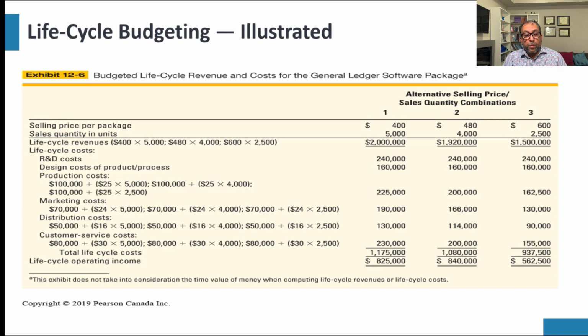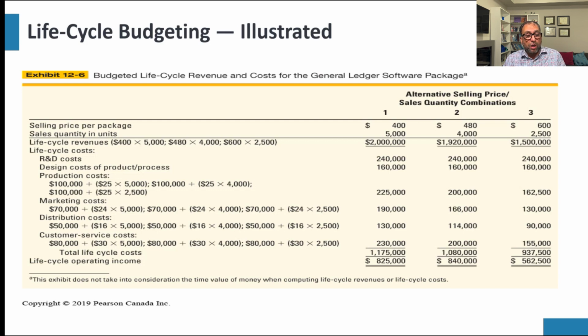So here is an example of a life cycle budgeting. Selling price per package and sales quantity in units: we are assuming these are alternative price scenarios. There are three alternative price scenarios. If we are selling at 400 per unit and we are selling 5,000 units, the revenue we are generating is 2 million. If we are selling at 480 and we are able to sell 4,000 units, we are generating a revenue of 1.920 million. And in the third scenario, if we are selling at 600, we are able to sell just 2,500, and this way we are generating 1.5 million revenue.